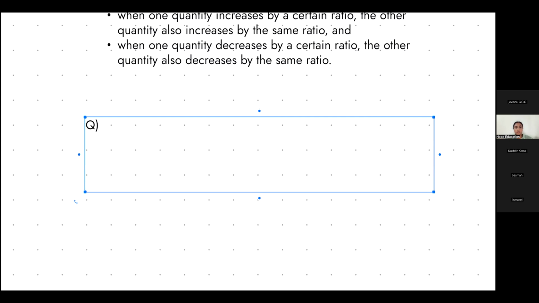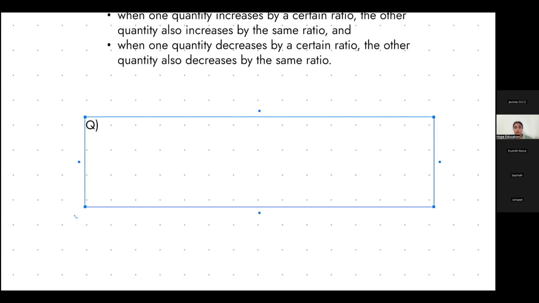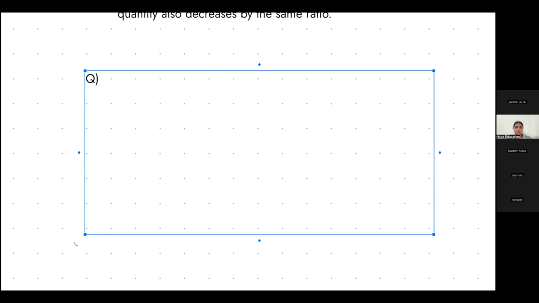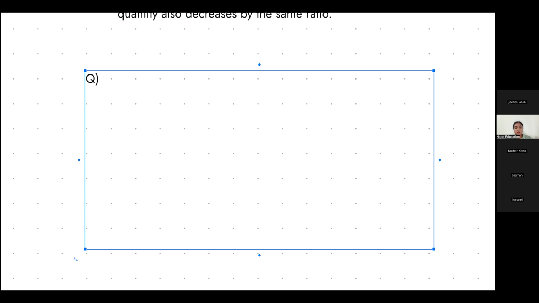If the number of children increase up to 12 children, for how many days will the chocolates be enough? This is one question. If the number of children decrease up to 6 children, for how many days will the chocolates be enough?